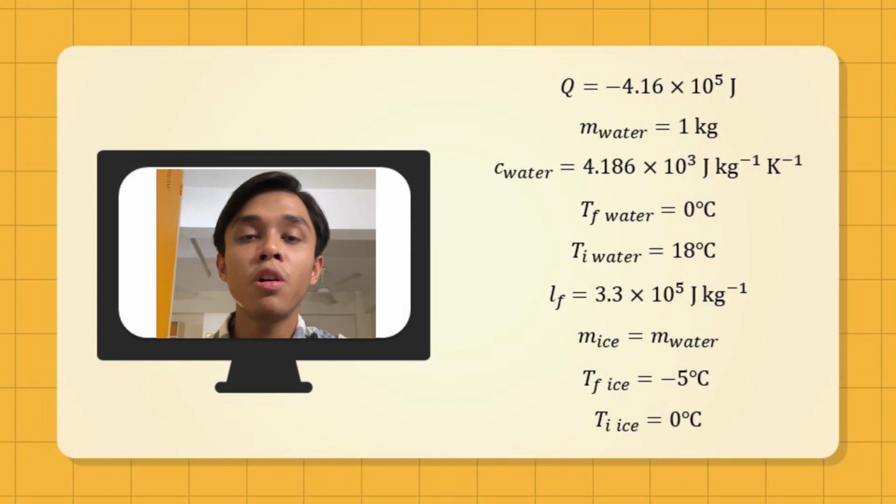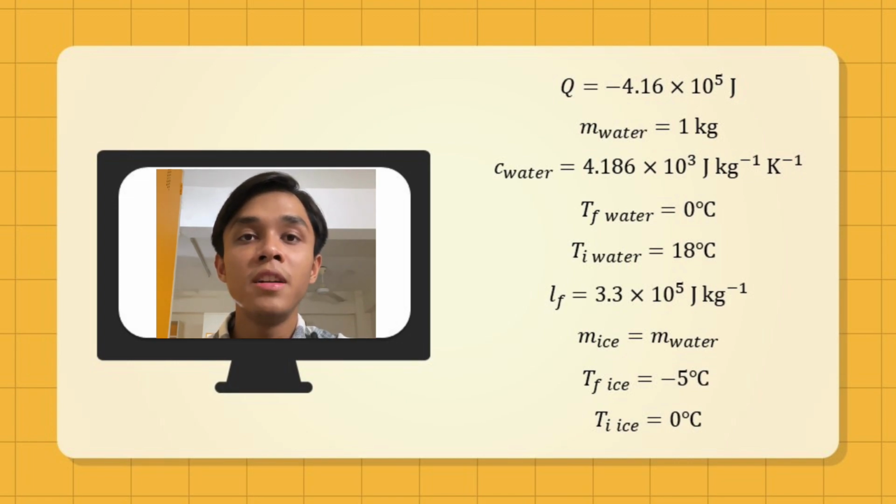Since the freezing point of water is 0 degrees Celsius, the final temperature of the water would be 0 degrees Celsius. The initial temperature of the water is given, which is 18 degrees Celsius, and the latent heat of fusion of water is 3.3 times 10 power of 5 joule kilogram power of -1. Mass of ice would be the same as water since all the water changed into ice completely. Thus, the mass of ice is 1 kilogram.